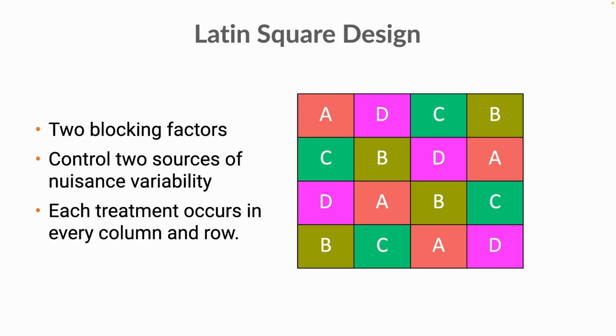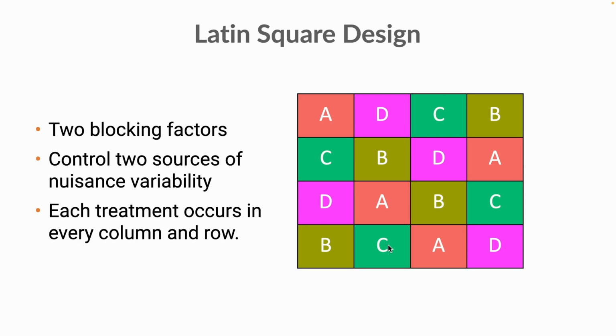A Latin Square Design is a two blocking factor design, and this design is used to control or eliminate two sources of variability. For example, you have a plot of land, and the fertility of this land might change in both directions. In this case, a Latin square design should be used to eliminate these variabilities. In this example, both rows and columns are used as blocks. Therefore, each treatment is present in every column and row.